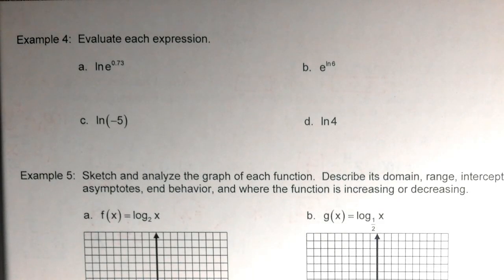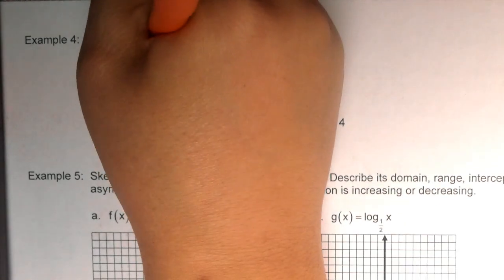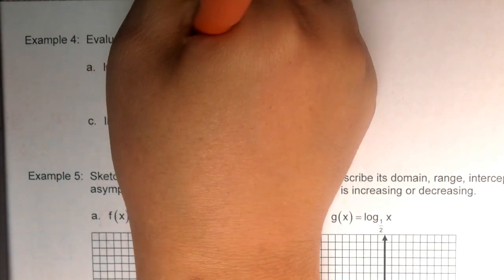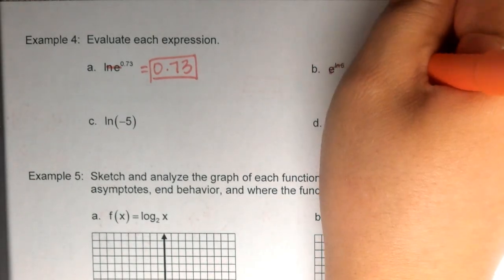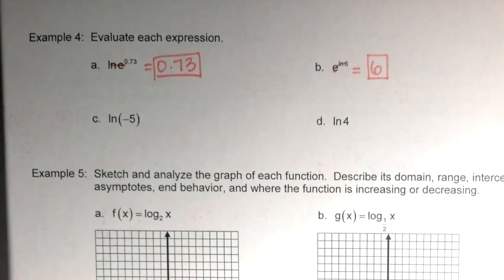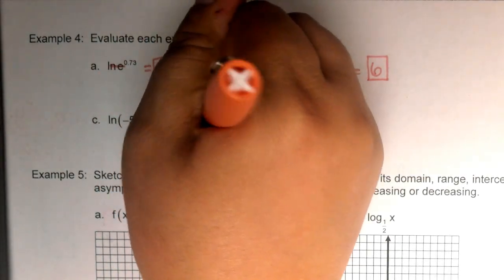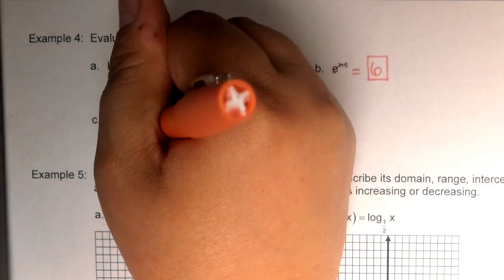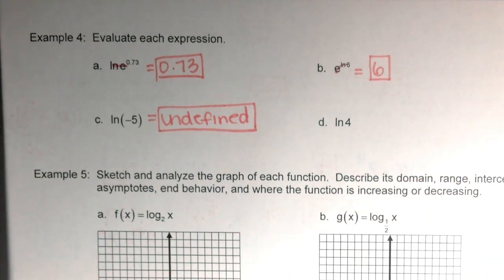What'd you get for A? Do y'all agree those just cancel and you get 0.73? B, what'd you get? Do y'all agree those just cancel and you get 6? C, what'd you get? It's undefined. You cannot have a negative. So that's my answer. Do y'all agree we finish those in 10 seconds instead of 30?